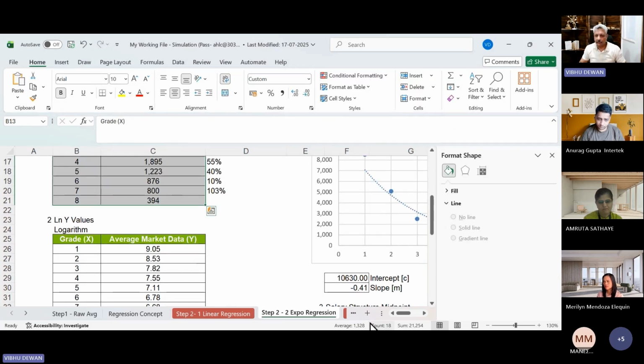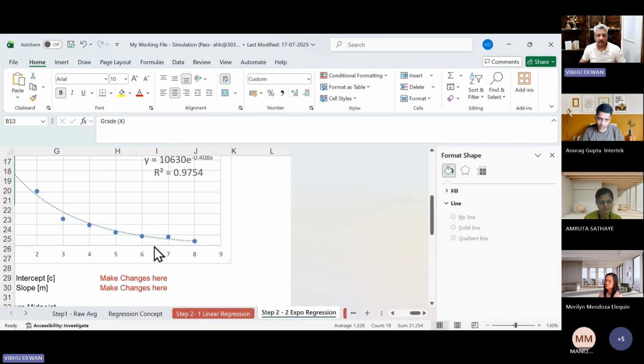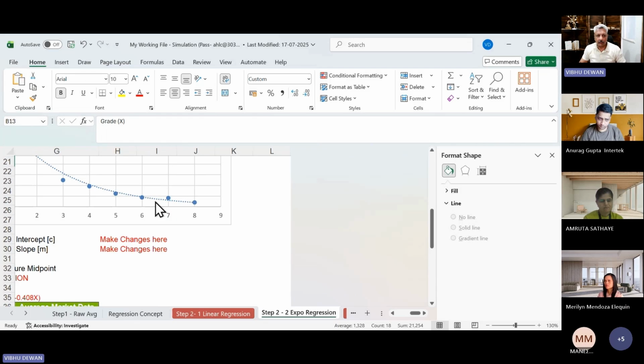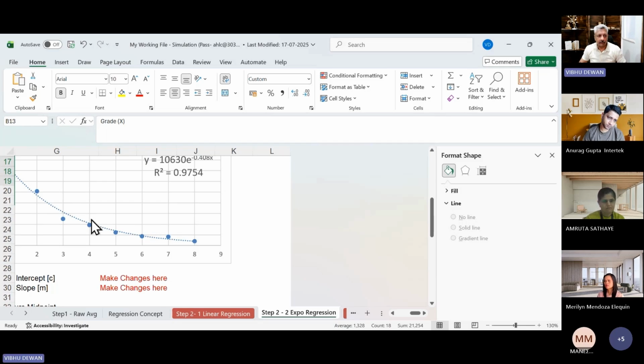And from here, we figure out the value. What is the value for each? This is the midpoint value. This is the midpoint value for this one, not this one, this one. Here, this one. This is the midpoint value. And this is where I go back.